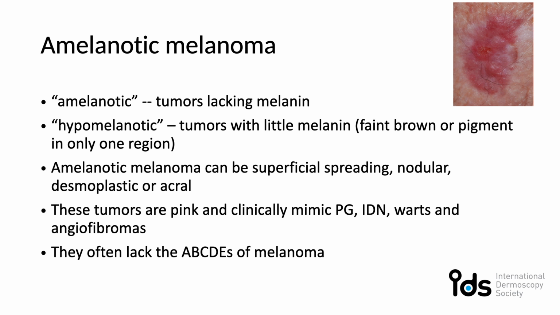Amelanotic melanoma can be of any type: superficial spreading, nodular, desmoplastic, or even acral. Clinically, these tumors tend to be pink and can mimic non-melanocytic growths like pyogenic granulomas, warts, or angiofibromas. They can also mimic benign melanocytic growths like intradermal nevi. Clinically, amelanotic melanoma is more difficult to diagnose because they rarely have the features of a traditional melanoma and cannot as easily be detected using the ABCDEs of melanoma.